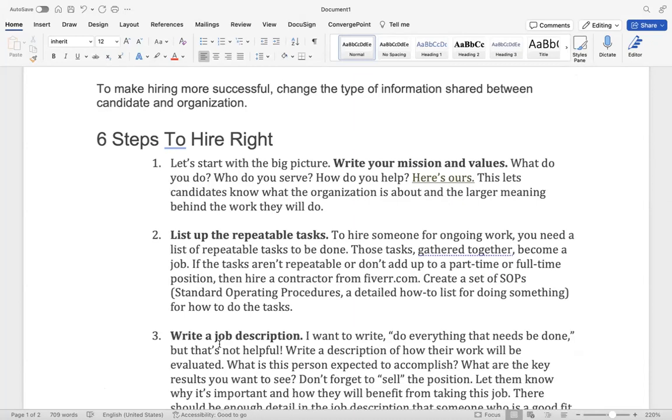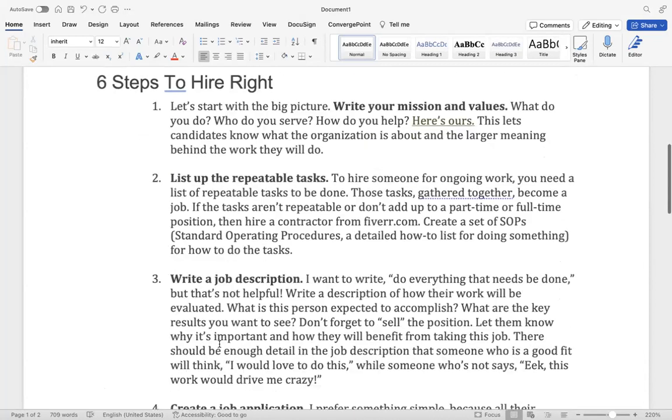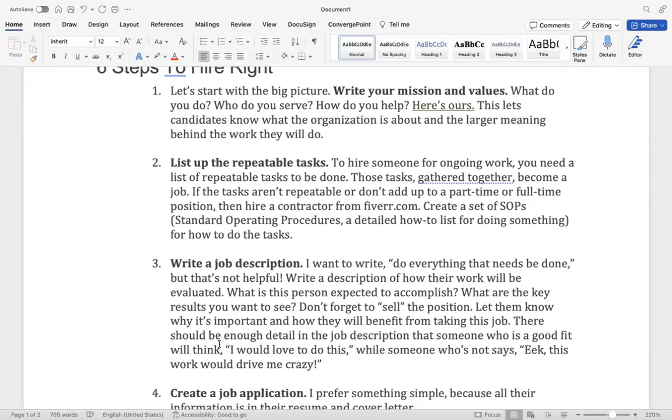What do you do? The person you're hiring, the big picture: what is the mission of the organization and the values, and then what will this job contribute to that mission and those values? The second thing for putting together a good job description is to list the repeatable tasks that someone will have to do. And finally, it's writing down the job description itself.